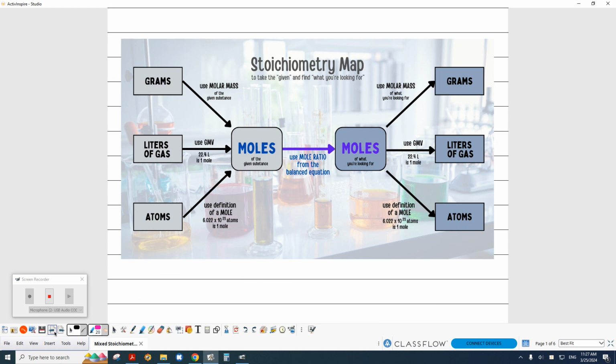Notice that on this side, we have the given. And on this other side, we have what we're looking for. So you use the information on this map to try to figure out what the steps are to be able to solve a problem like these.